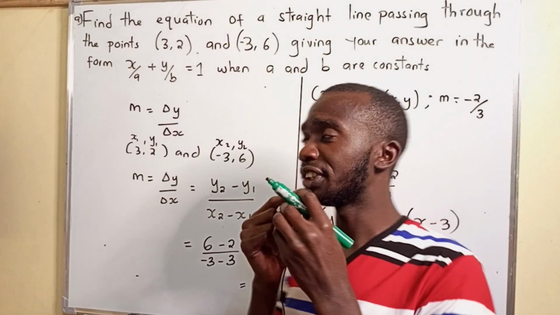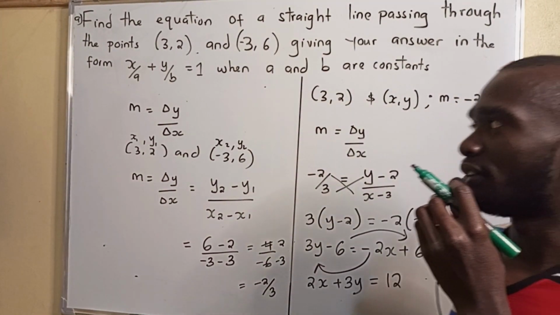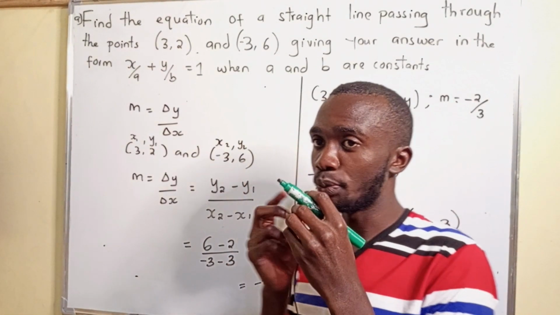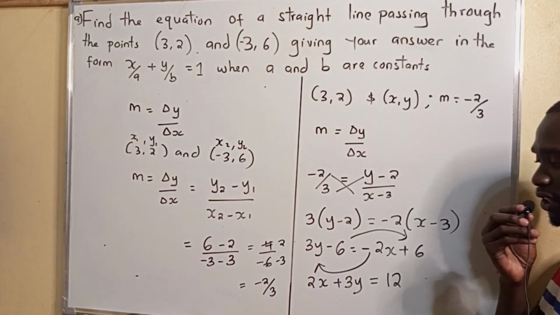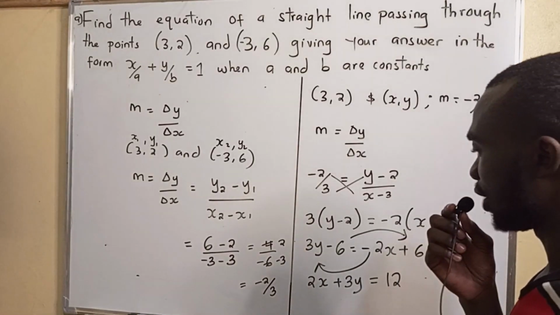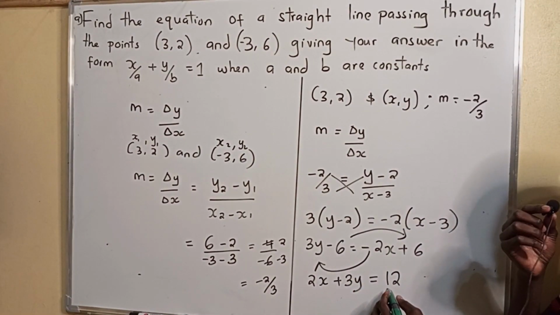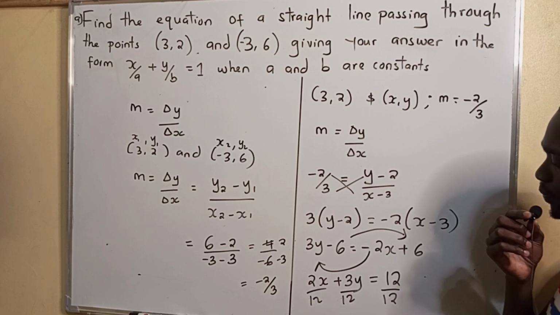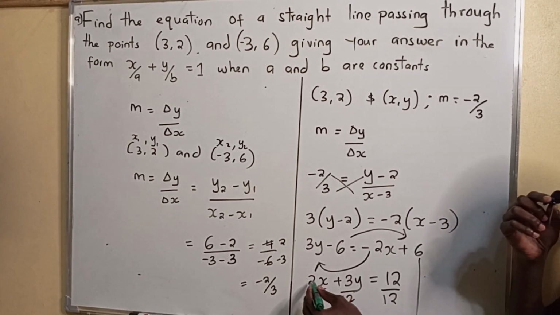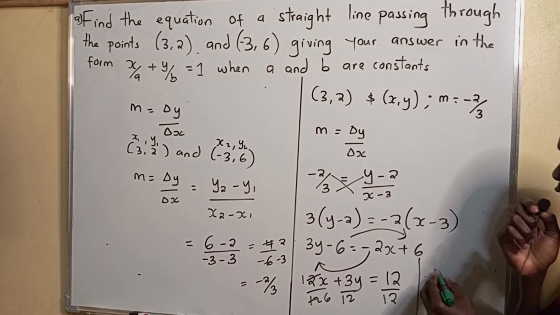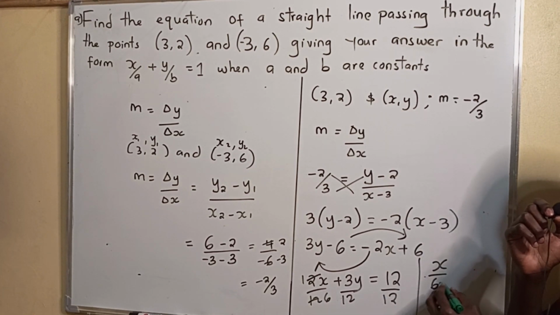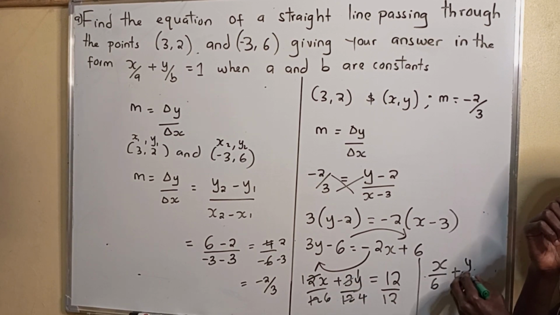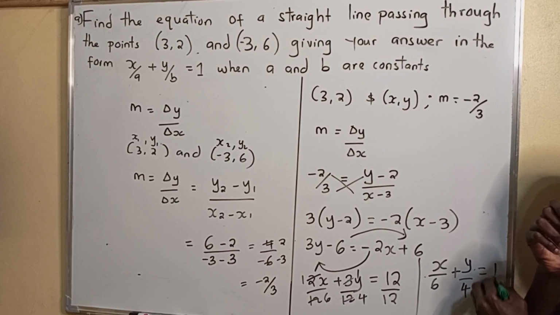But now we need to leave our answer in the form x over a plus y over b equals 1. It means that on the right hand side of the equation we are supposed to be left with 1. How are we going to deal with it? To remain with 1 on the right hand side, we divide both sides by 12. So 2 into 12 is 6, giving x over 6, plus 3 into 12 is 4, giving y over 4, is equal to 1.